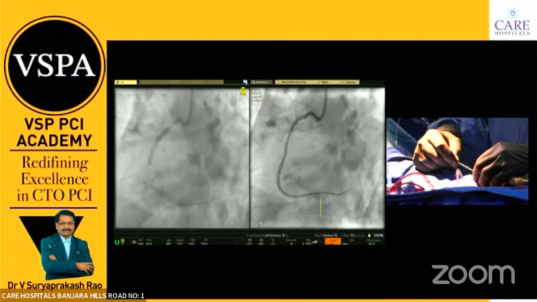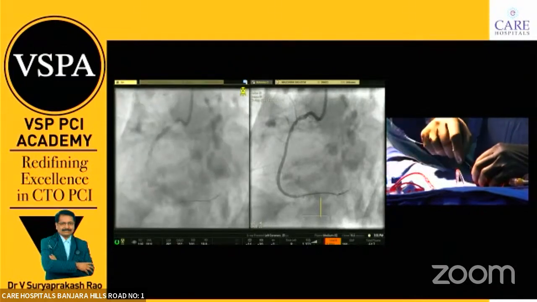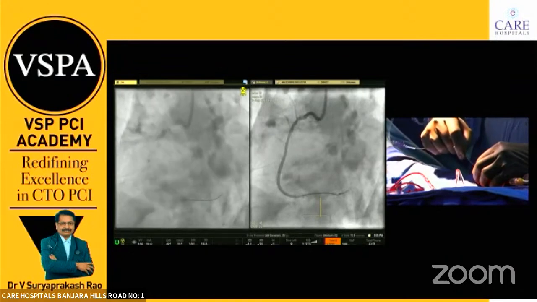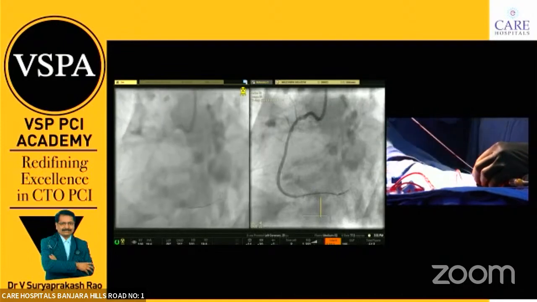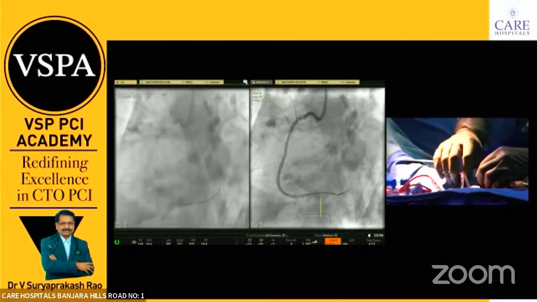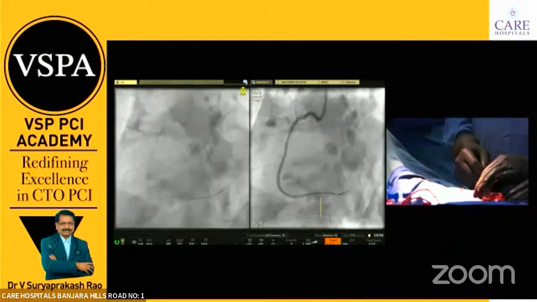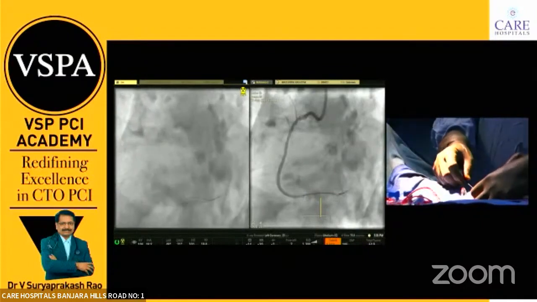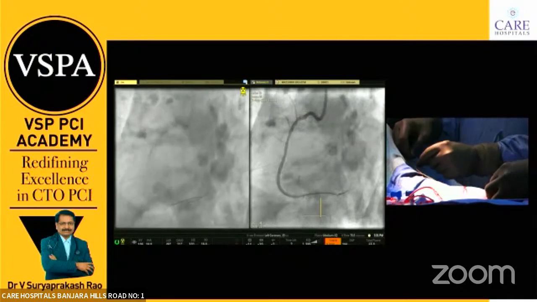Take a 3.5 balloon. Go more high pressure, I think. Artery is big. We'll go with some other balloon. What is your balloon here? There is a POT balloon. Not a POT balloon of Spectranetics.